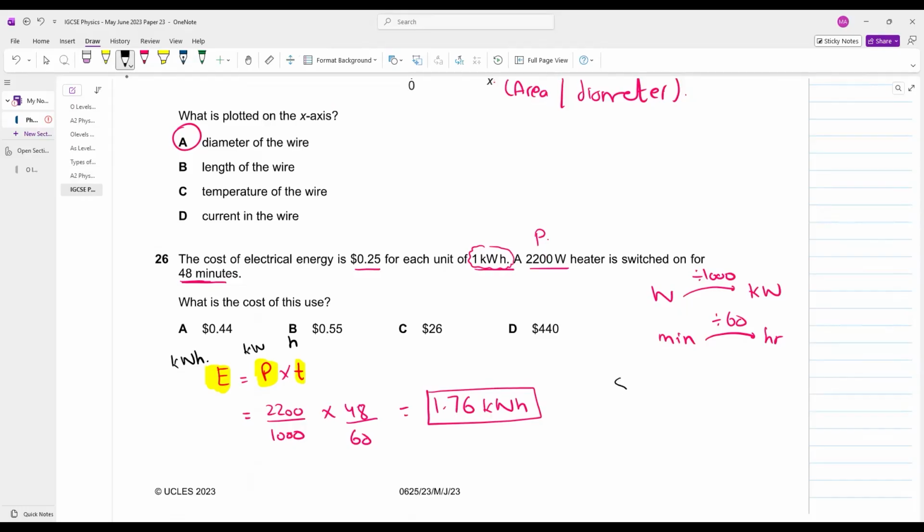Now, 1 kilowatt hour is equals to $0.25. 1.76 किलोवाट आवर्स कितने डॉलर्स के इक्वल होगा? X cross multiply, answer into 0.25, $0.44. A is your answer. सिंपल.